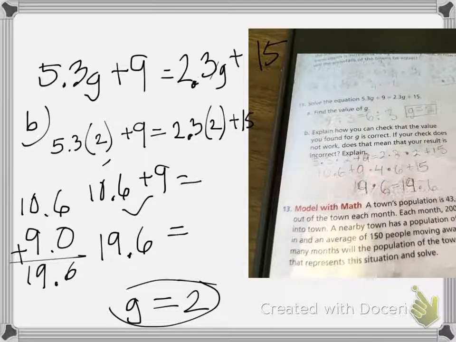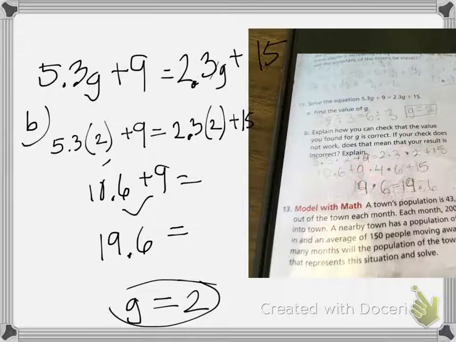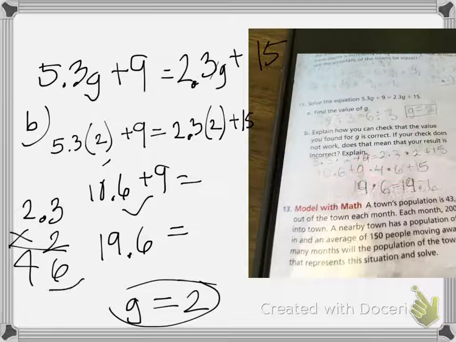Now we're going to do the other side, right? Let me erase my scratch work. So this side we're going to do the same thing. 2.3 times 2. 2.3 times 2 is 6.6. No, 4.6. So we're going to do 2.3 times 2. So we're going to do 6 and 4. And we're going to count back one decimal because there's only one decimal here. So it's 4.6.